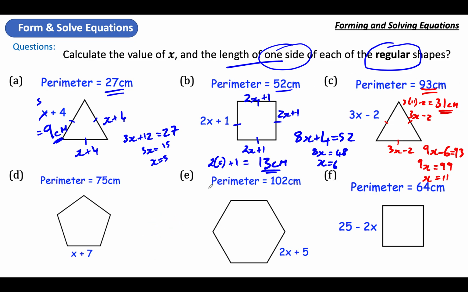Let's get rid of that pause button. Again, 5 sides, and they're all equal. They're all equal to x plus 7. I don't need to write them all out. 5 lots of x plus 7 is 5x plus 35. That's my perimeter. It's equal to 75. So add 35 to both sides to get 110, and then divide it by 5 is, I believe, 22.